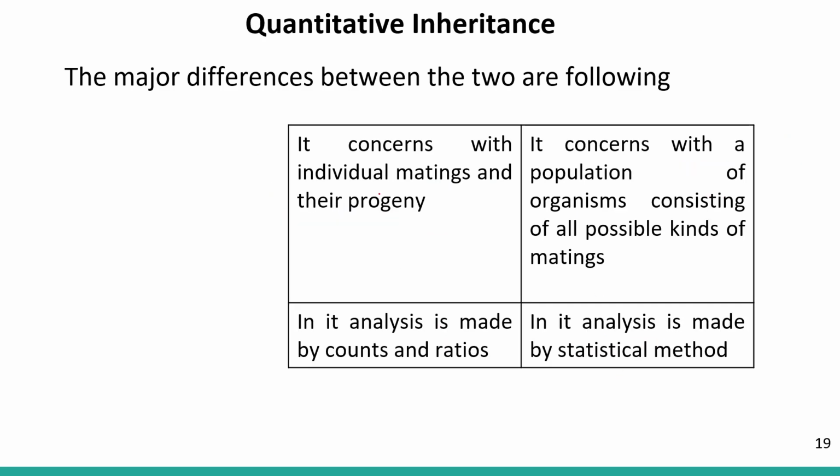Qualitative genetics is concerned with individual matings and their progeny. Quantitative genetics is concerned with the population of organisms, so here we can see a curve for the population, while in the qualitative case no such curve is obtained. The qualitative analysis is made by counts and ratios, but here we will use statistical methods for the analysis. So this is all about this session.